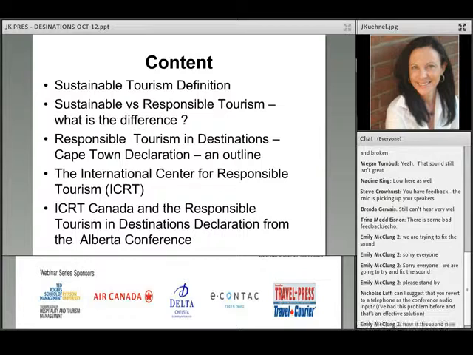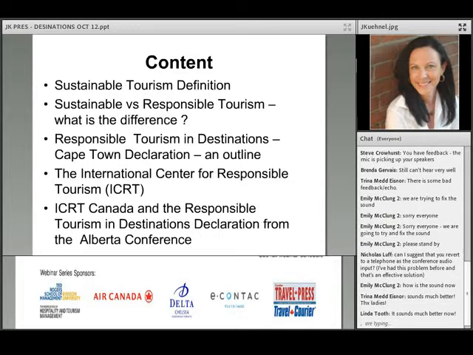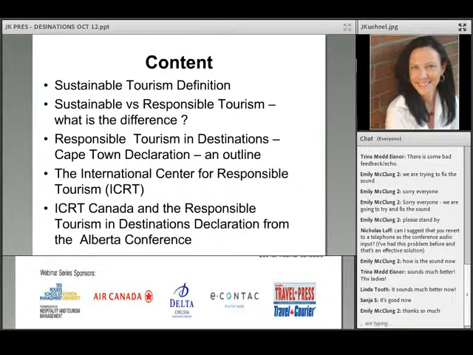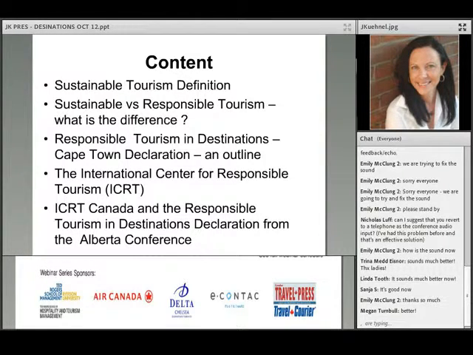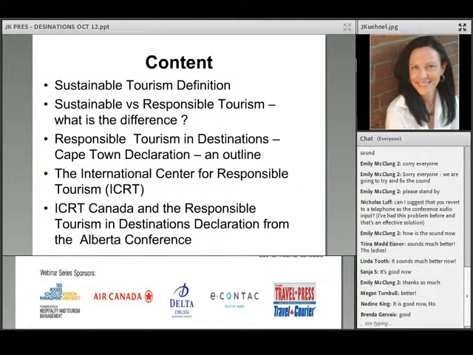And I'll just go very quickly through the content of the day. We will be reviewing the sustainable tourism definition again. We will be looking at the difference between sustainable versus responsible destinations. We will look at the Cape Town Declaration, which is the basis of the Sustainable Destinations program, the International Center for Responsible Tourism, who they are, and then the ICRT Canada on the Responsible Tourism Destination Declaration that just happened at a conference in Alberta this summer.